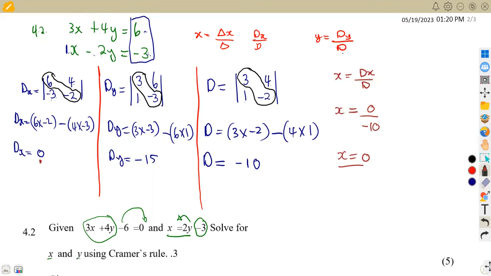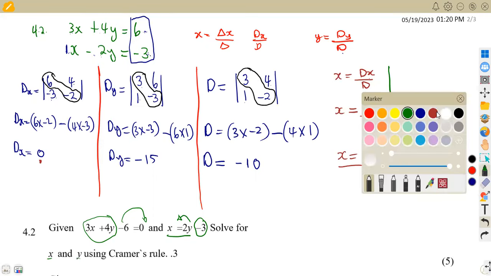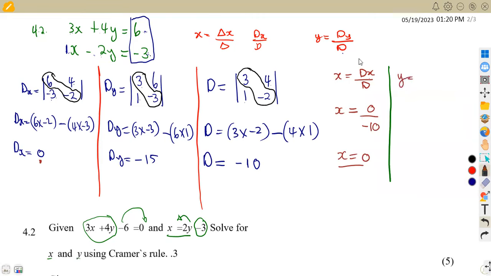All right, that's the same thing that we are going to do for y. In order for us to determine the value of y, we are going to have our formula. Remember, determinant with respect to y over determinant of constants. So y is equal to determinant with respect to y, that is negative 15, over the determinant of constants, which is negative 10. So that is going to give us the value of y, which is 1.5. Or we can have this as a fraction, or you can just leave it like that.